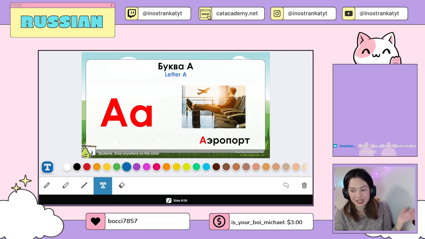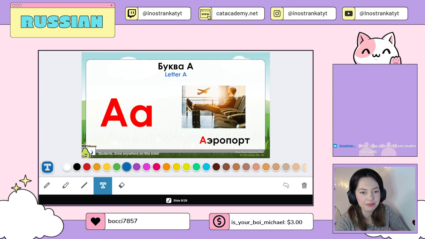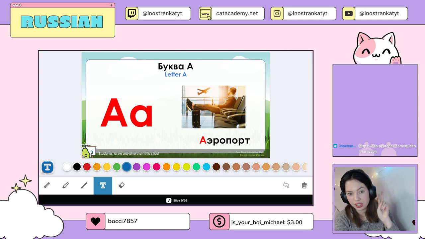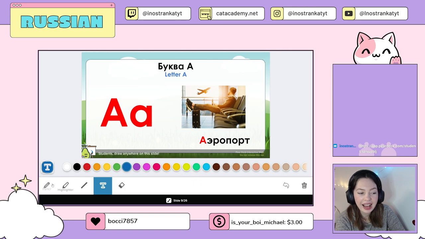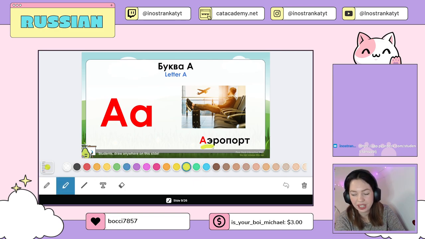Hey, so now it's time for us to learn a little bit more in detail our next letters. Today we have two letters, and we'll start with буква А. Why? Because it's easy, so I don't want to make you feel overwhelmed. So last lesson we found out that the word аэропорт begins with буква А. А, аэропорт. So today we're going to learn a bit more words that begin with буква А.